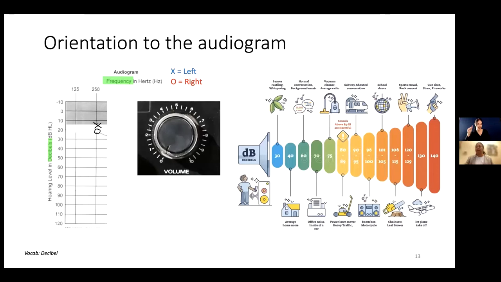So what you might hear the audiologist say is that at 250 hertz, this child's hearing threshold level in the left ear is 15 decibels, and their threshold in the right ear is 20 decibels. On this particular audiogram, this gray shaded region between negative 10 and 15 is indicating the range of what is considered to be typical hearing.